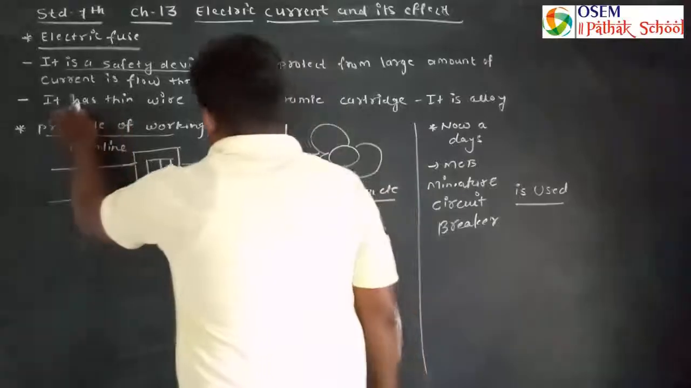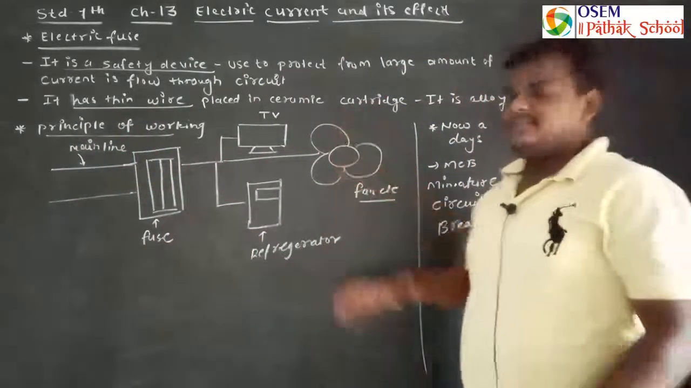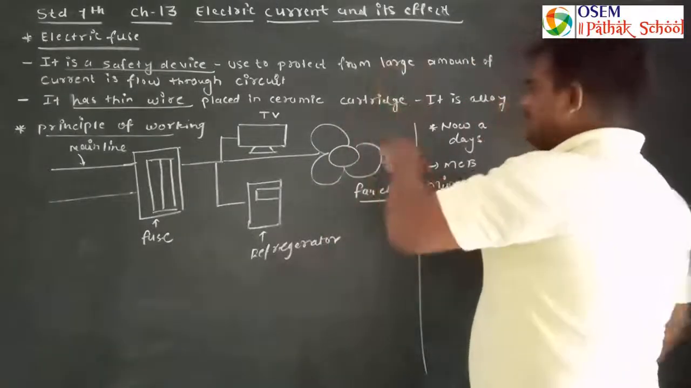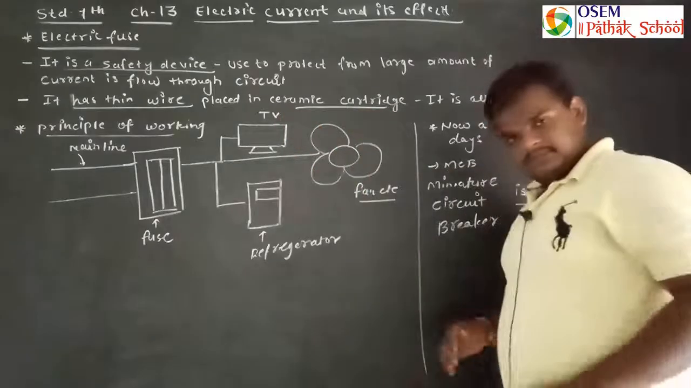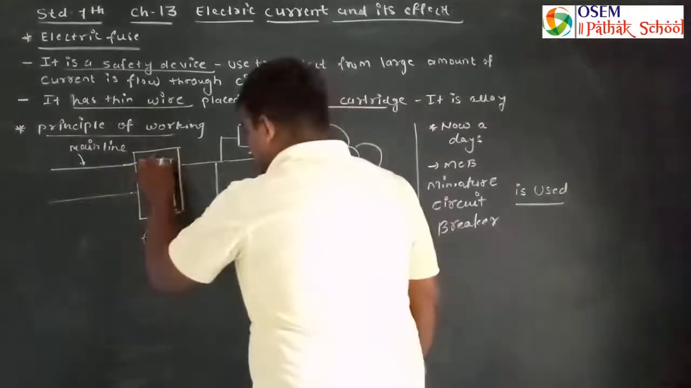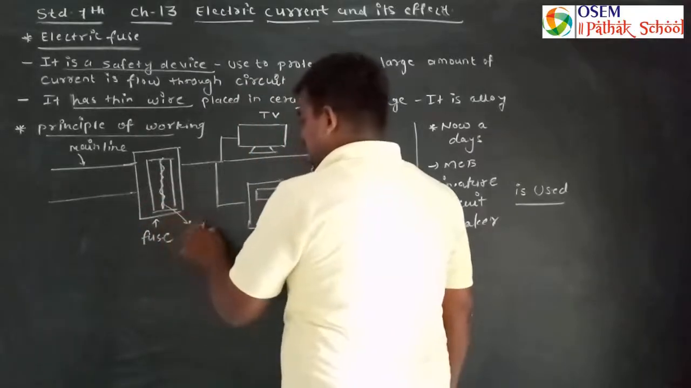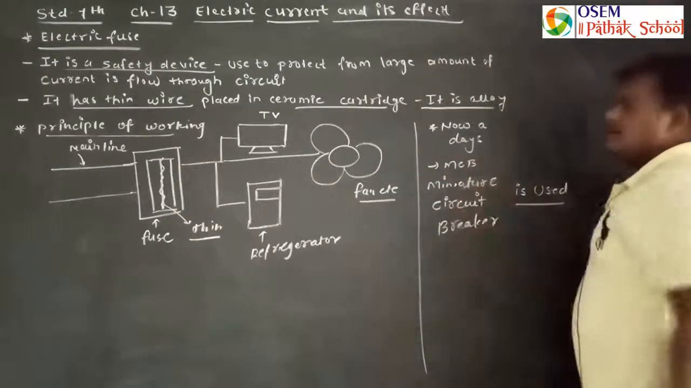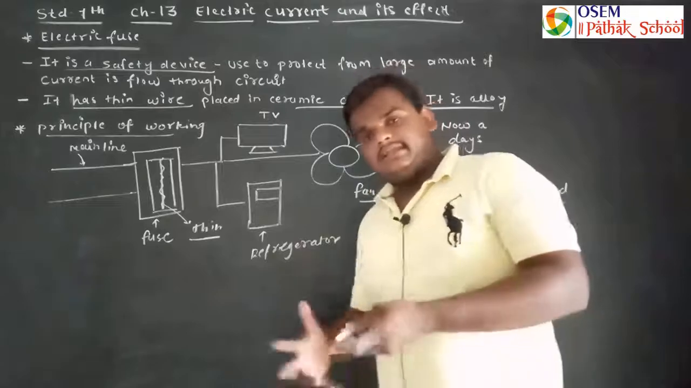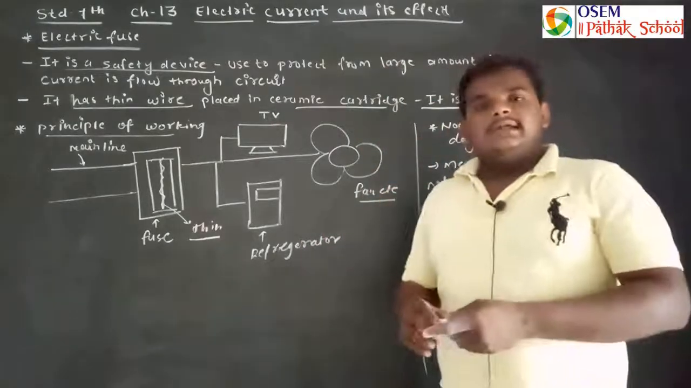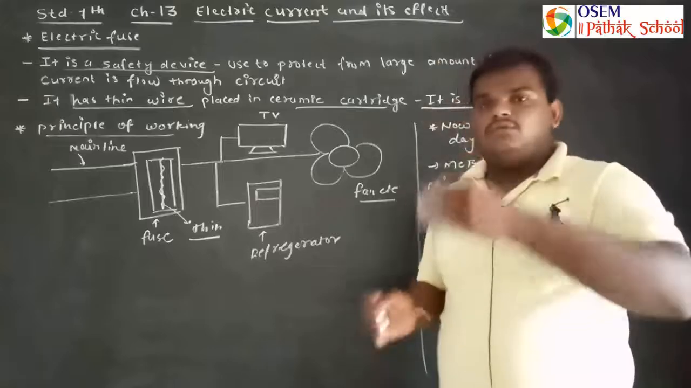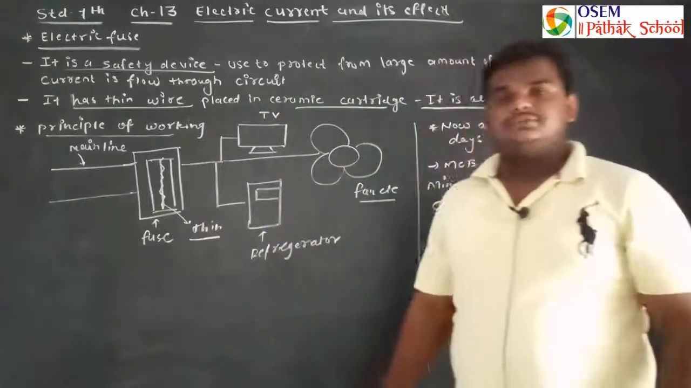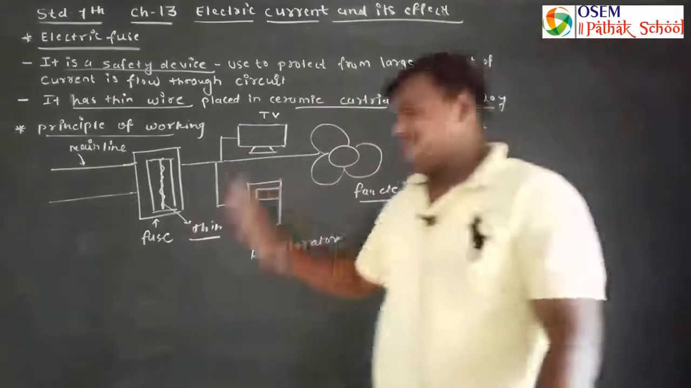It has a thin wire placed inside a ceramic cartridge. If you observe the electrical fuse, the ceramic portion is fitted on top. This is known as a ceramic cartridge. And inside that, a thin wire is also fitted. So this is your thin wire. This wire is an alloy. It is made of an alloy, and the melting point is very low, as desired. When electricity passes through that wire, due to the generation of heating effect, it gets melted.